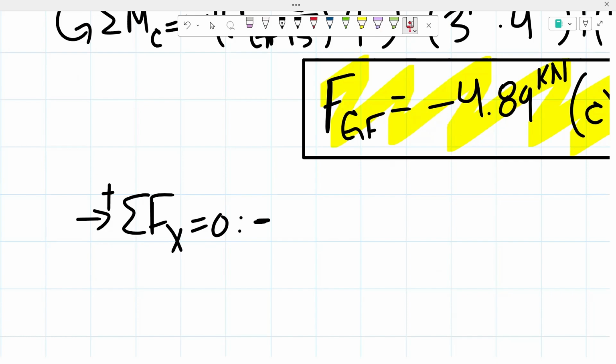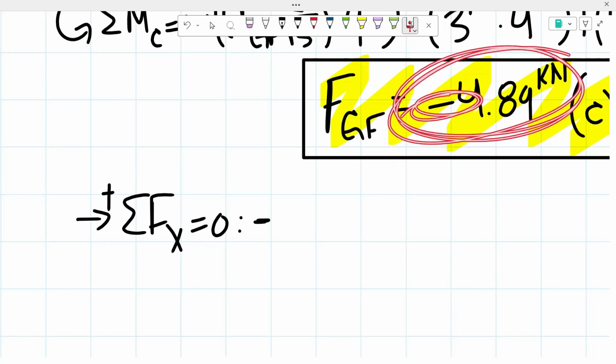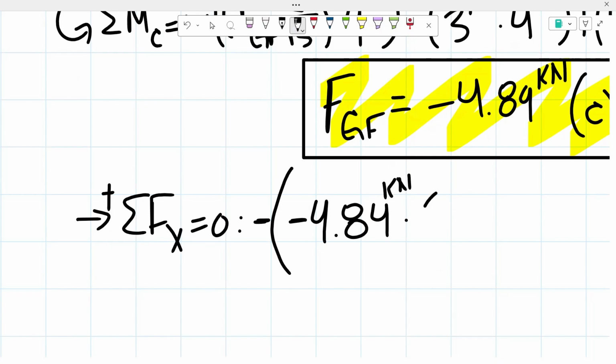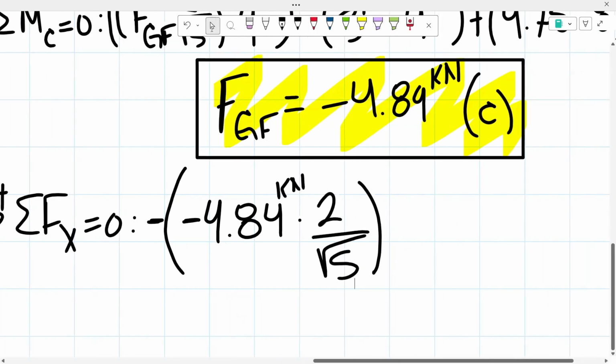So you guys could see that we will still be getting the same answer. Since we assumed tension in the beginning, and that's how we started off the problem, that's how you will continue the rest of the problem. Just make sure that for the rest of the work, you're including that negative sign that you got. So it's going to be a negative force since we assume tension, so to the left. So we know that we have to multiply the negative 4.84 kilonewtons by 2 over the square root of 5, because we're trying to deal with the horizontal component of it only.